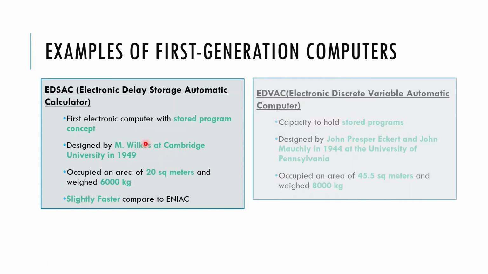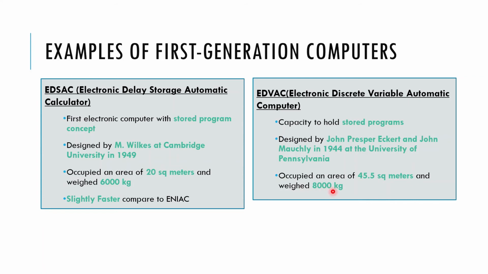And the next one I have is EDVAC, Electronic Discrete Variable Automatic Computer. It also had the capacity to hold stored programs, designed by John Eckert and John Mauchly in 1944, occupied an area of 45.5 square meters and weighed 8,000 kg.